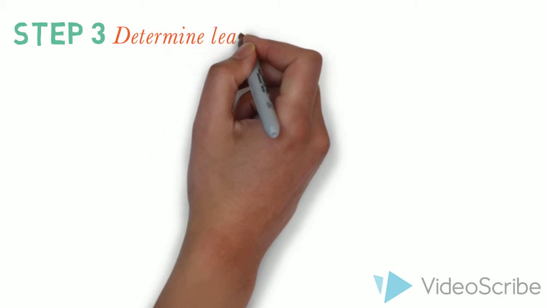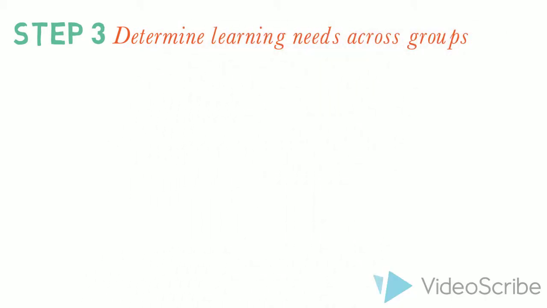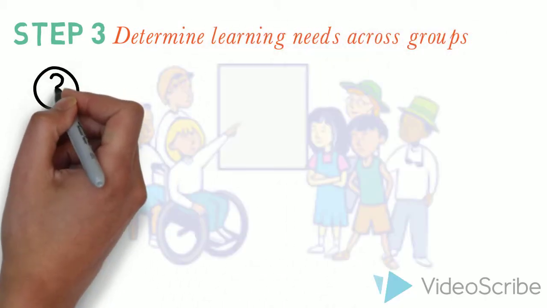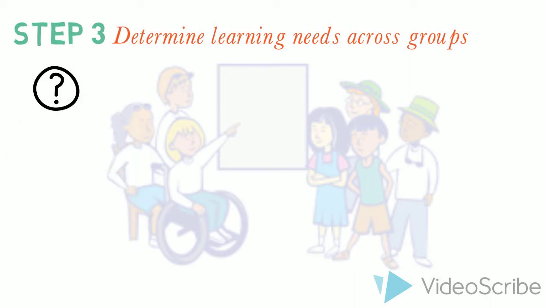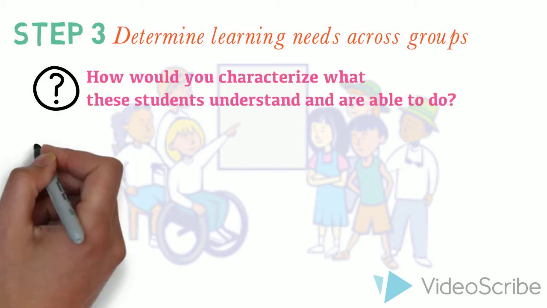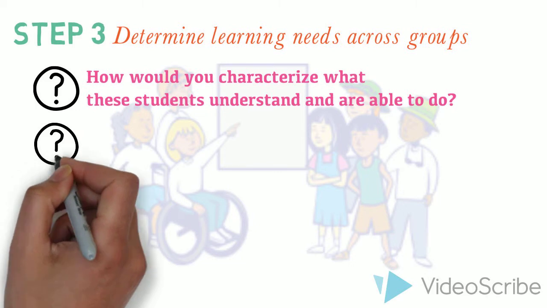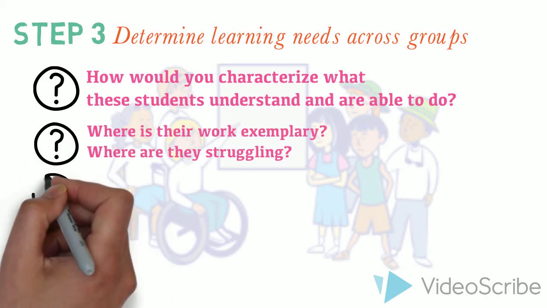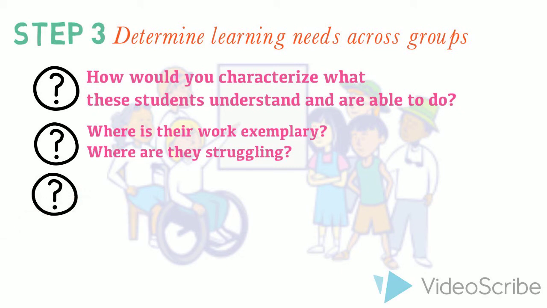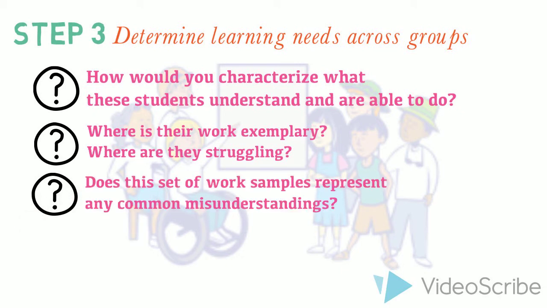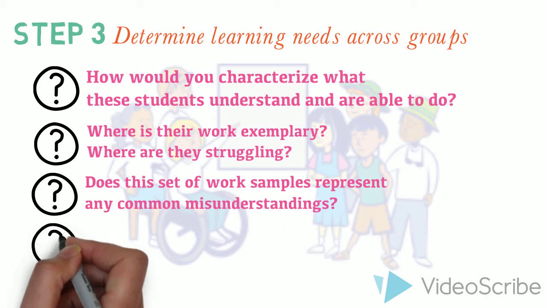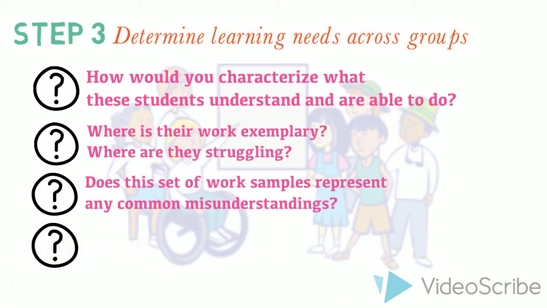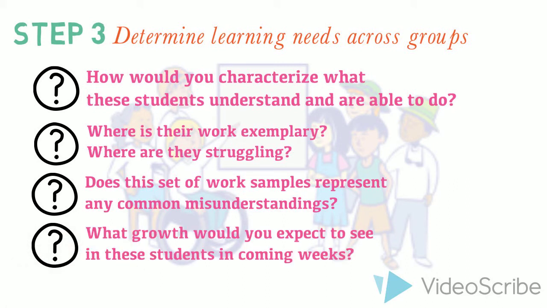Now that the work has been divided, the third step is to reflect on the learning needs of the students within the different groups. Ask questions like, how would you characterize what these students understand and are able to do? Where is their work exemplary? Where are they struggling? Does this set of work samples represent any common misunderstandings? What growth would you expect to see in these students in coming weeks? You will use these questions to help determine how you will implement a lesson or activity that is differentiated.